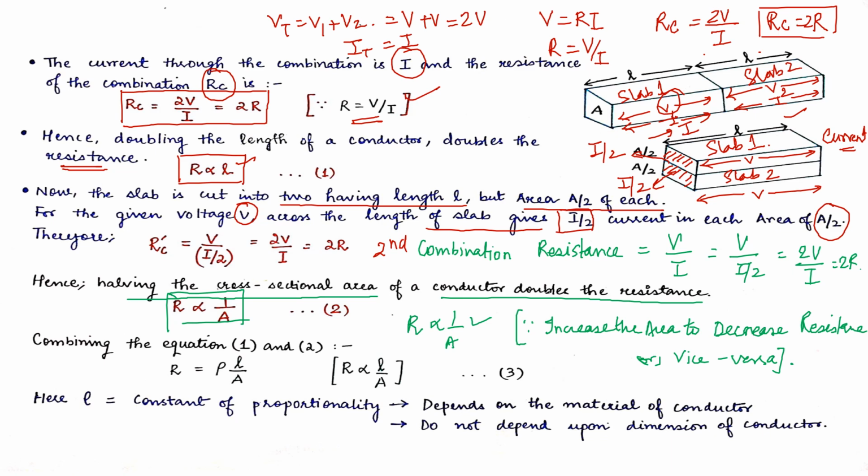Now we will combine equation number 1 and equation number 2 to get a combined equation that is R proportional to L upon A. Now we will remove the proportionality constant, we will remove the symbol of proportional, and we will get R equals rho L upon A.